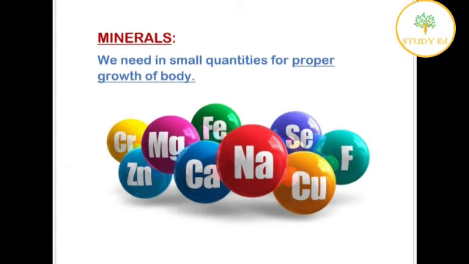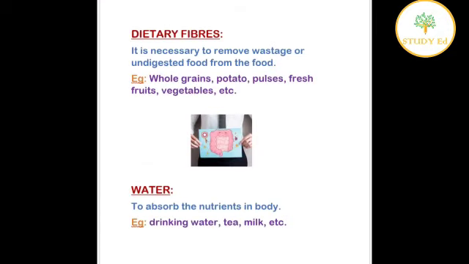Our next major component is roughage or dietary fibers. Now, why are dietary fibers important? They are important to remove all the waste products or the undigested food which are present in our body. And where do we get dietary fibers? We get them from whole grains, potatoes, pulses, fresh fruits, vegetables, etc. So it is always advised to have a fruit in a day.